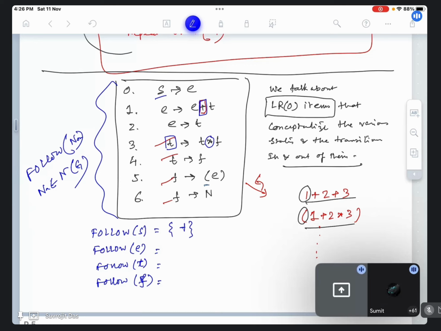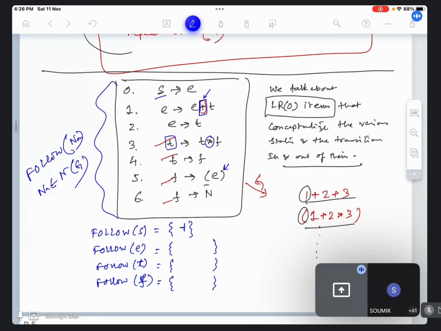Start, tell me. So what are the elements of follow of E, follow of T and follow of F? What follows E? First of all, plus follows E. The closing parenthesis follows E.